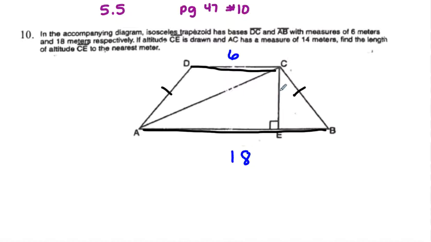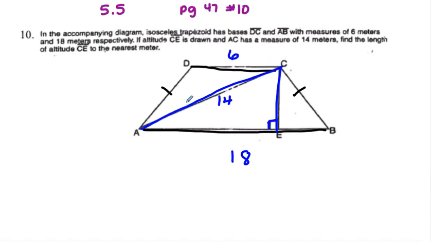That means in order. If altitude CE is drawn, so here's the altitude. Remember, altitude is the height. It's the perpendicular segment. And AC has a measure of 14, like that. Find the length of the altitude to the nearest meter.